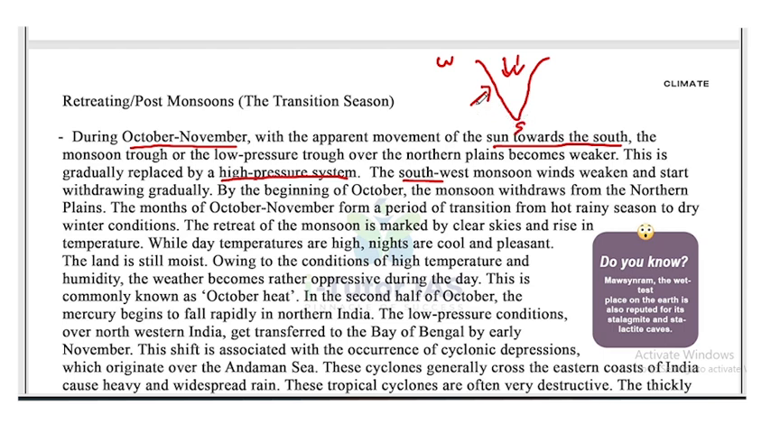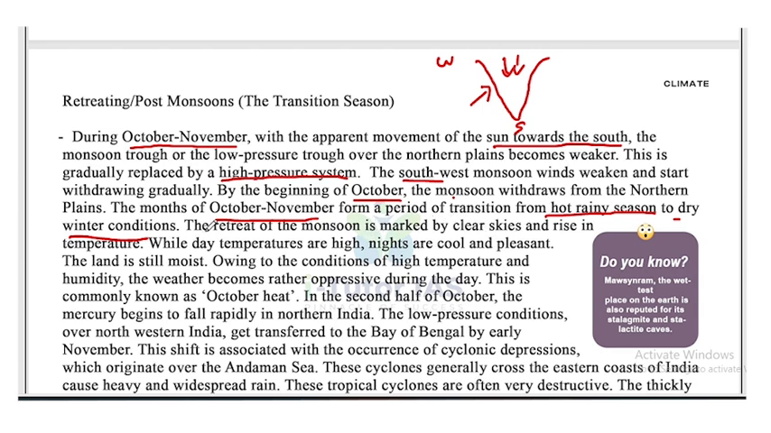Okay, so they gradually withdraw. By the beginning of October, the monsoon withdraws from the northern plains. The months of October to November form a period of transition from hot rainy season to dry winter condition. This is the transition period between the rainy season and the winter season. The retreat of monsoon is marked by clear skies and a rise in temperature.